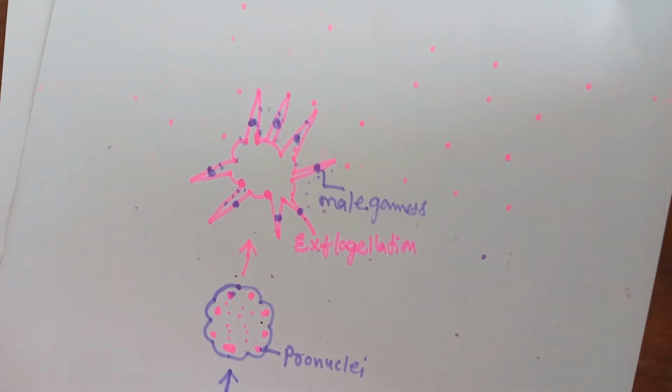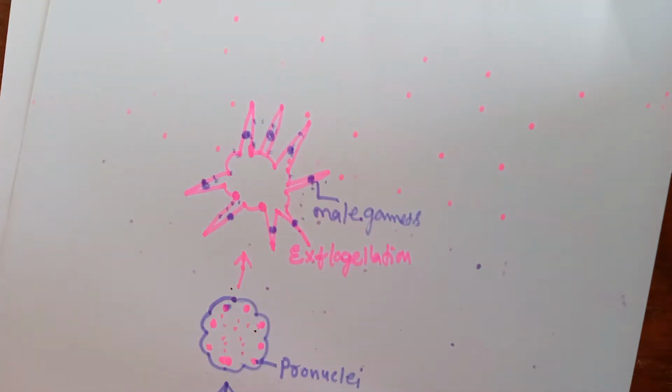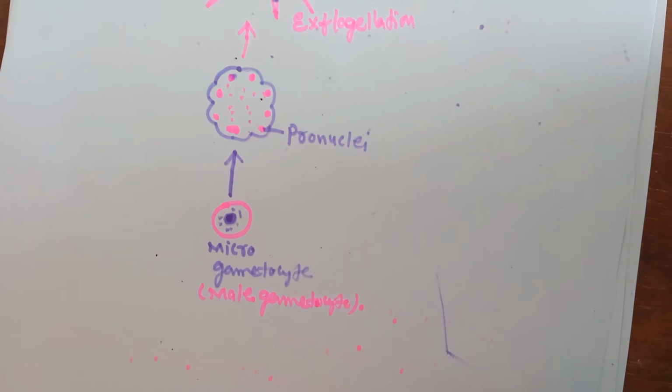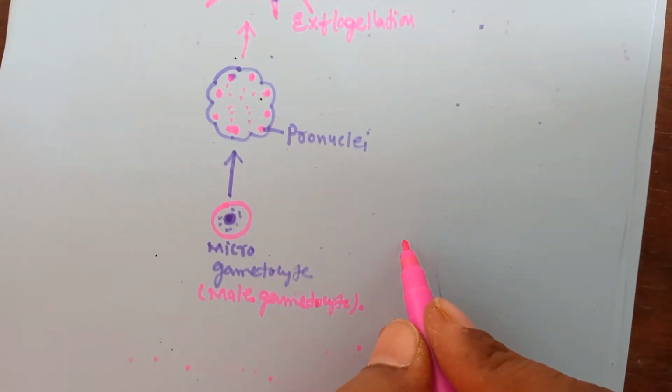Now this is the male gamete formation, and here is the female gamete formation. This is called the macrogametocyte.